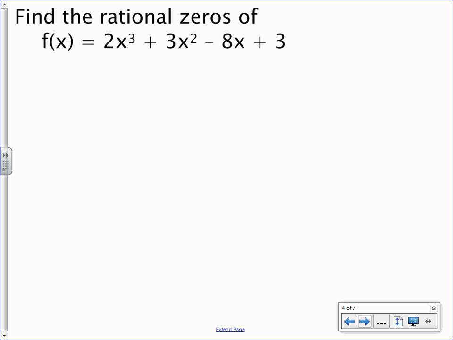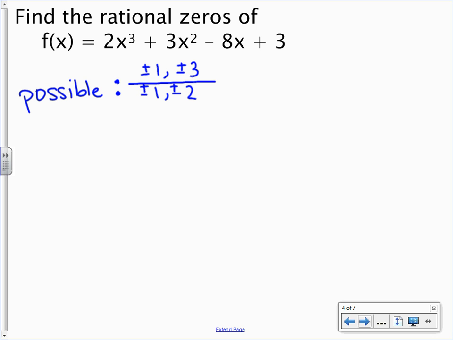So first thing we're going to do is list our possible zeros. First of all, what are factors of our constant term? 1 and 3, positive or negative. Right? Negative 1 times negative 3 gives you 3. Okay? What are factors of our leading coefficient? 1 and 2.